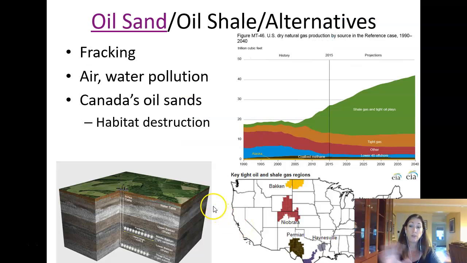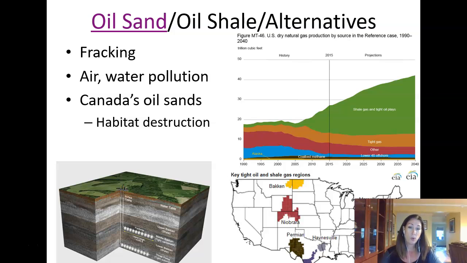So that leads us to our final type of oil source, which are oil sands, oil shale, and some of these alternative types of fossil fuels. So we typically get to these types of the oil shale and natural gas through fracking. And this diagram down here will show us that shale is a type of rock. It forms in these horizontal seams. And so we can access this natural gas through there, but also oil.